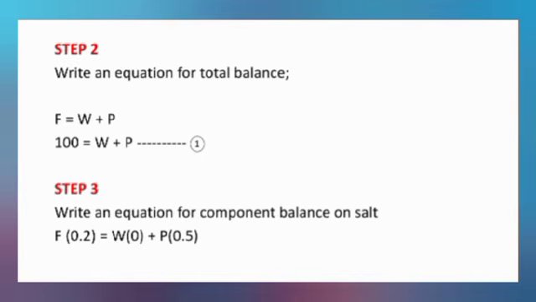And then the question was also saying that there is 50% by weight of salt present in the product. So in this case, we will multiply the product, that is the P, by 0.5. So we are expressing the percentages in the form of decimal. That is how the equation will be. So we will then put in 100. That is, the question was saying that F is equal to 100. So 100 multiplying the 0.2 is going to be W multiplying 0 plus P multiplying 0.5.